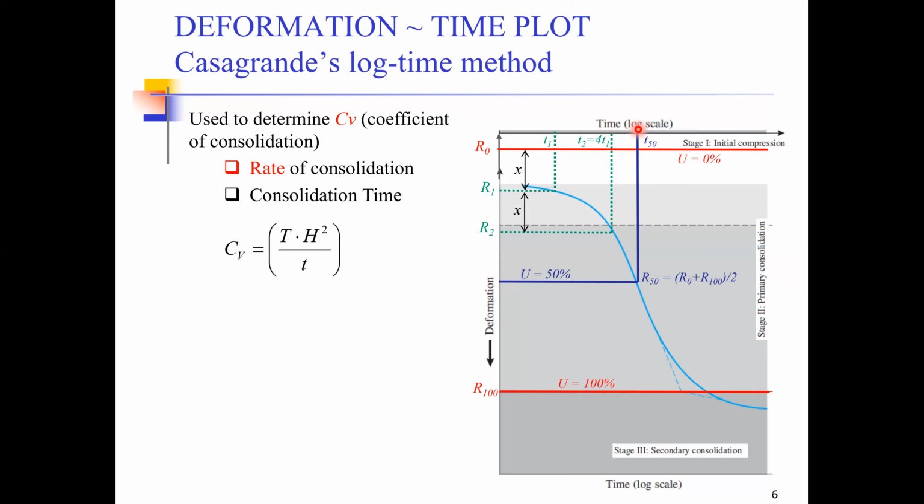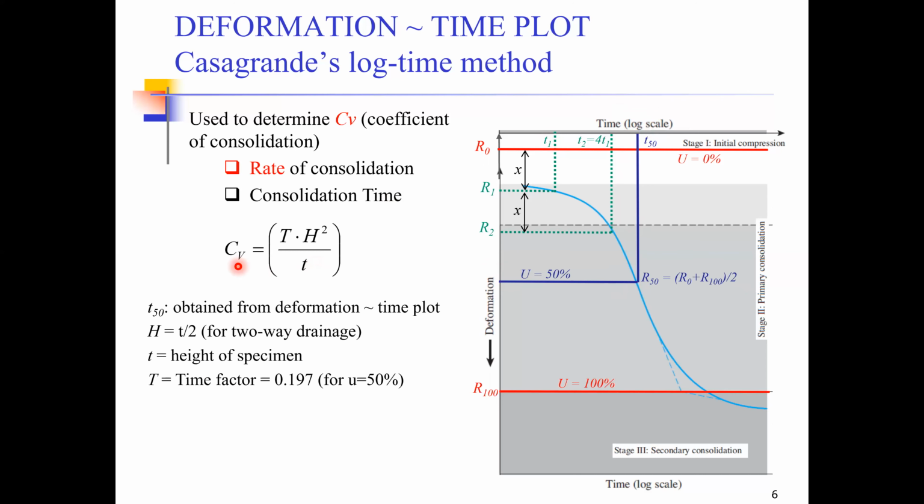Now, this time required for 50% consolidation is the time which we need to put into this equation for the determination of Cv. So when we are determining Cv from Casagrande's log time method, we can determine Cv by using t50, and t50 can be determined from this graph like this. The last thing that's left is the time factor. From our previous lecture, if you remember, I explicitly told you to remember the value of time factor for 50% consolidation. This value is 0.197.